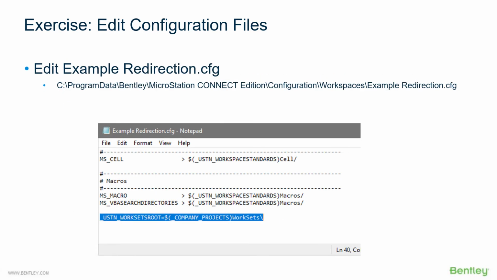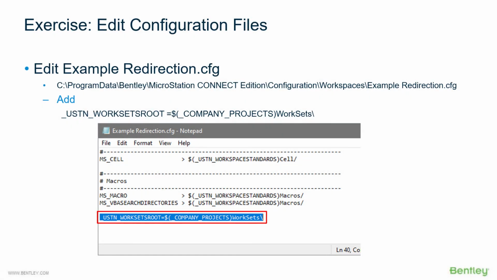Next, we will open and edit example redirection CFG. You can see the path of where that resides on this image. What we'll do is add UST and WorkSet's root equals company projects WorkSet. This should look like this, looking at the image below. Save and close that file.